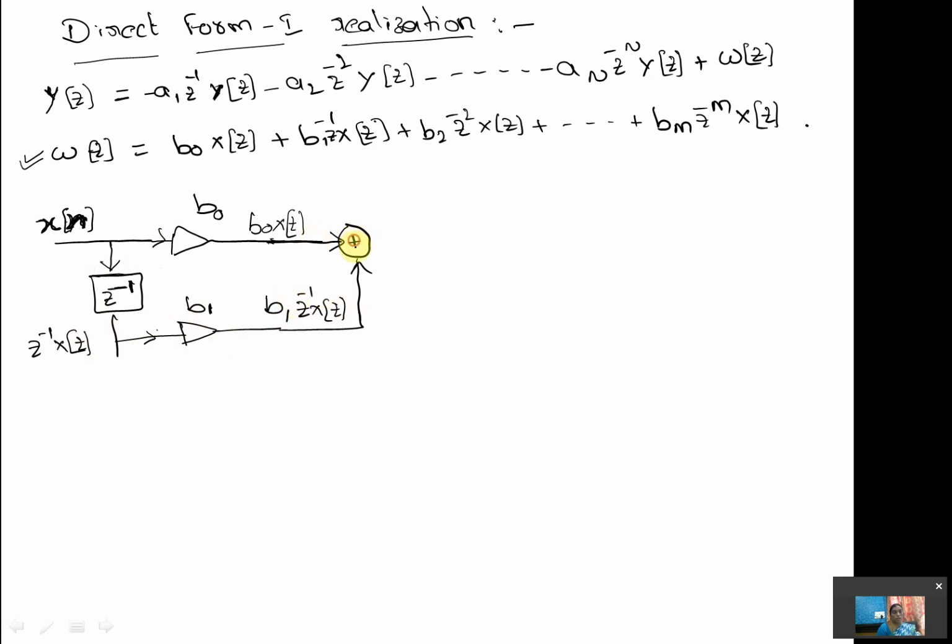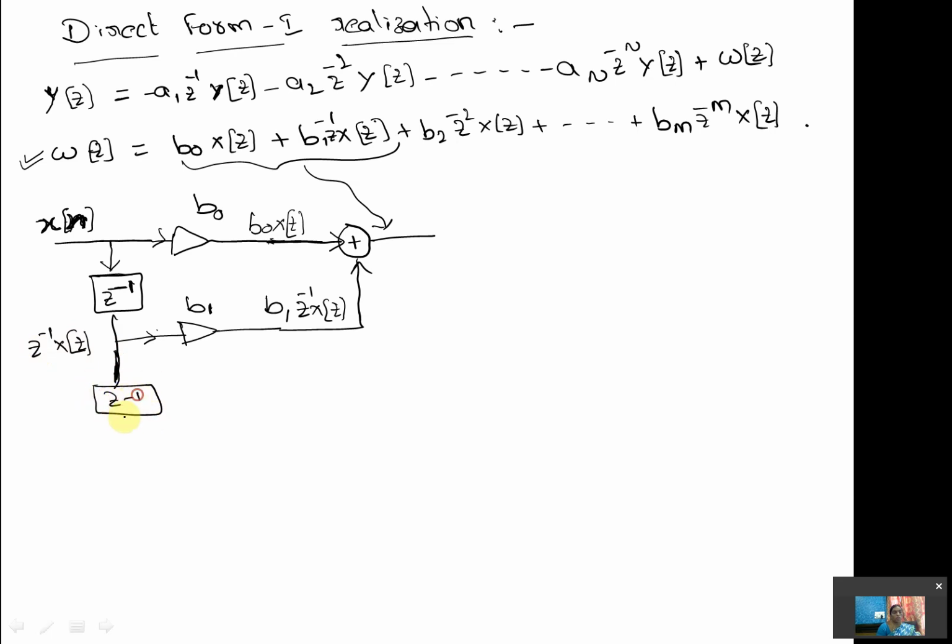Now here use the adder. Then you can get b naught x of z plus b1 z inverse x of z. Am I correct? Now add one more term. What is that? Here b2 z power minus 2 x of z. Here is z inverse x of z.